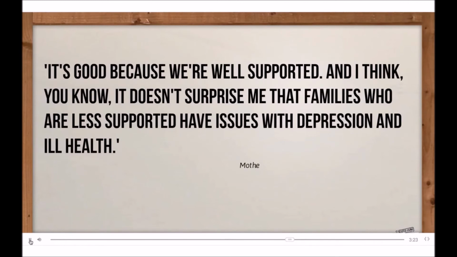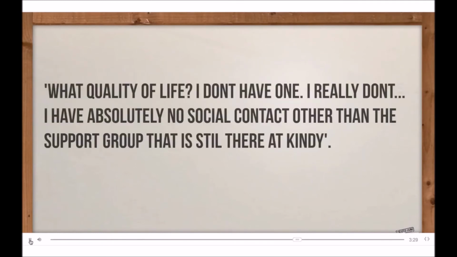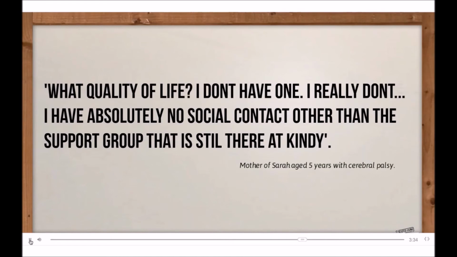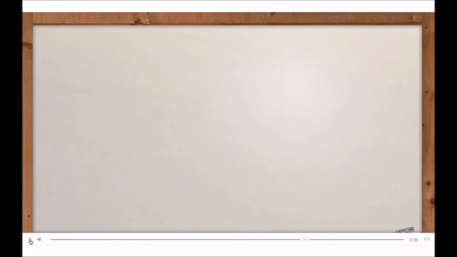It's good because they're supported, and I think it doesn't surprise me that families who are less supported have issues with depression and ill health. What quality of life? I don't have one. I really don't. I have absolutely no social contact other than the support group that is still there at Giddy.